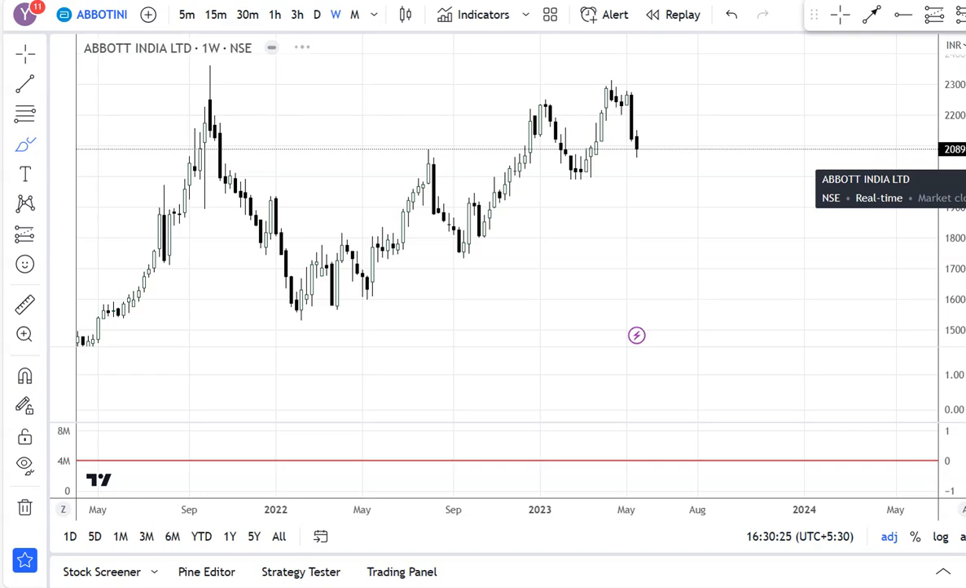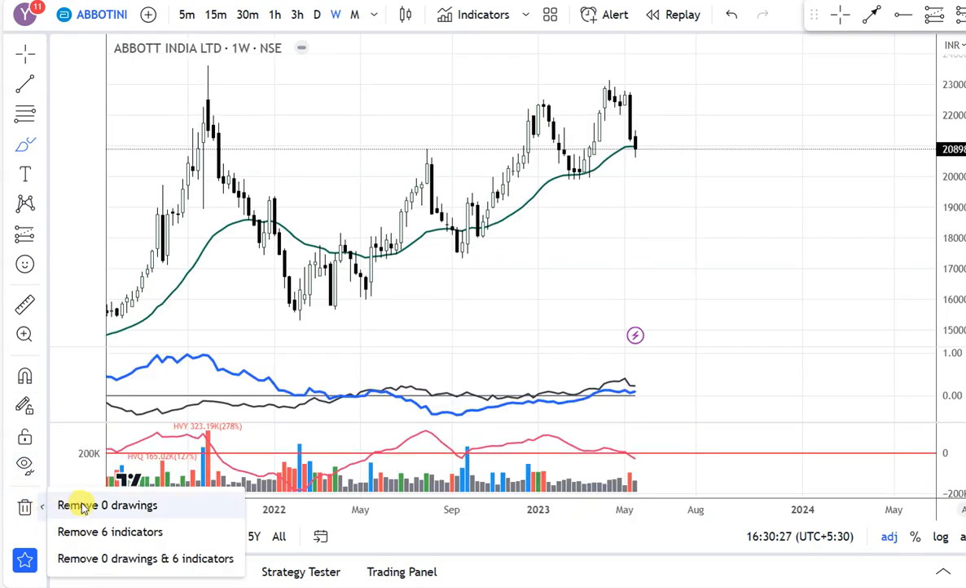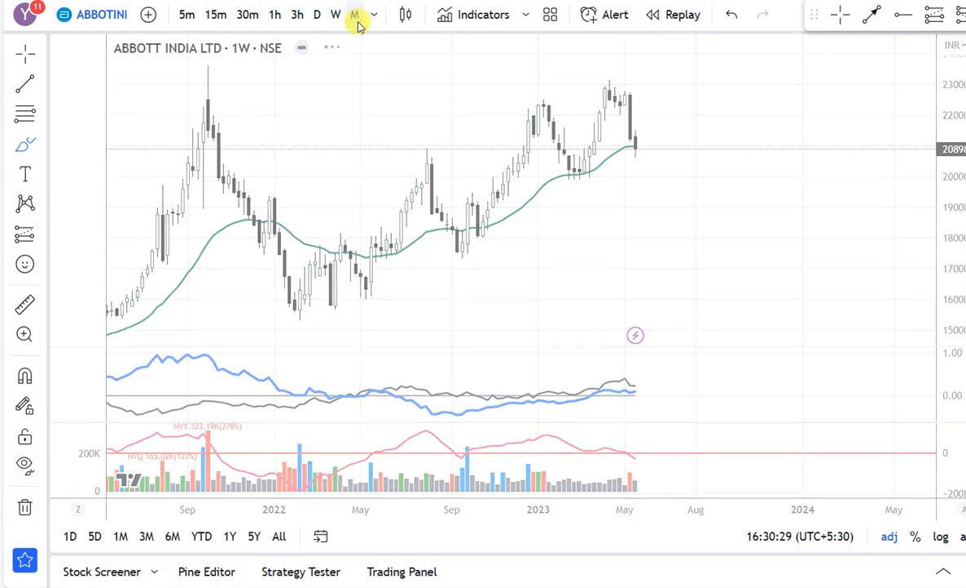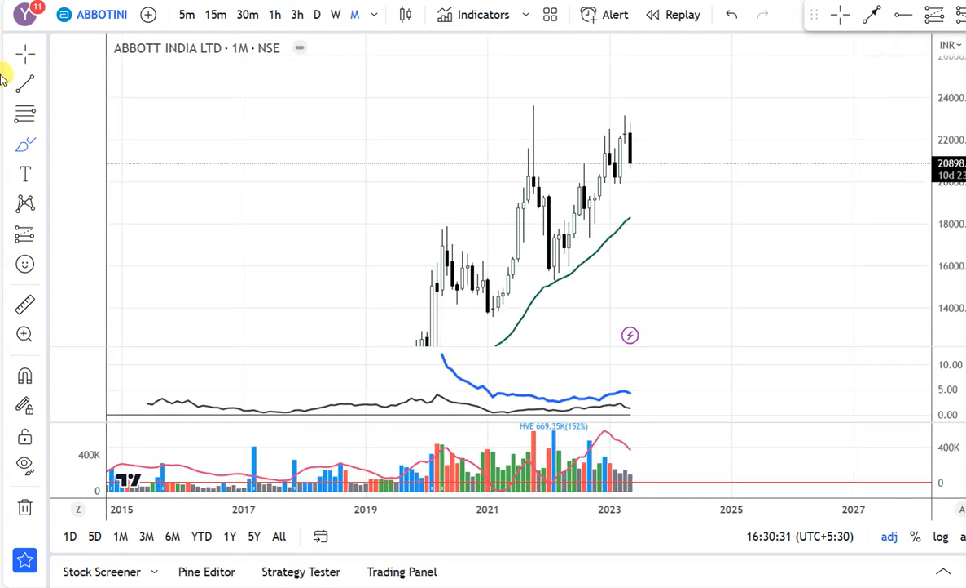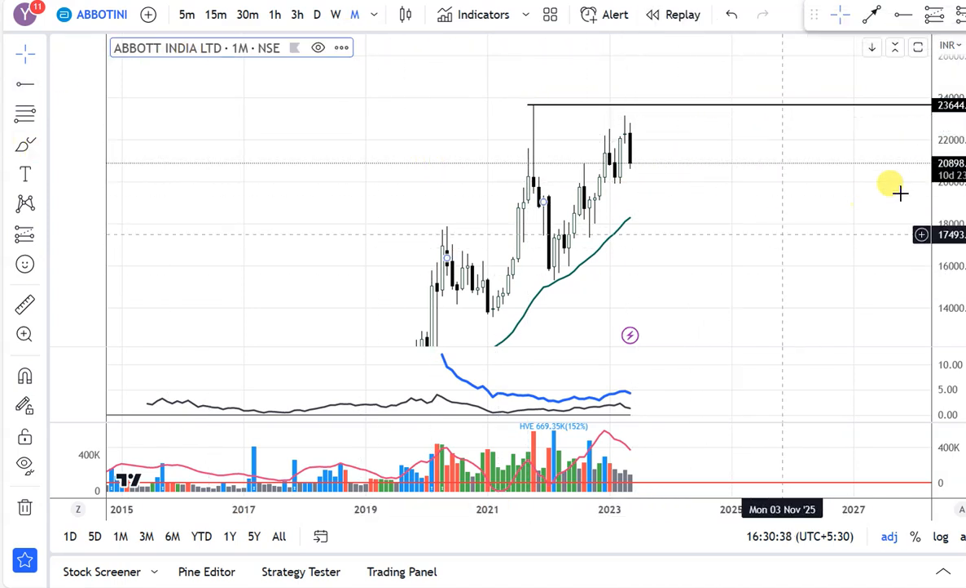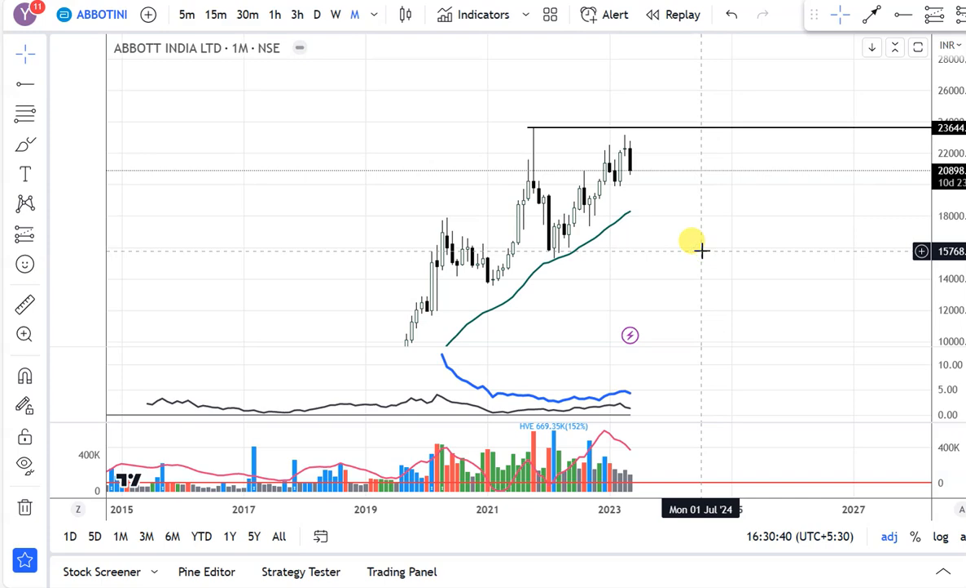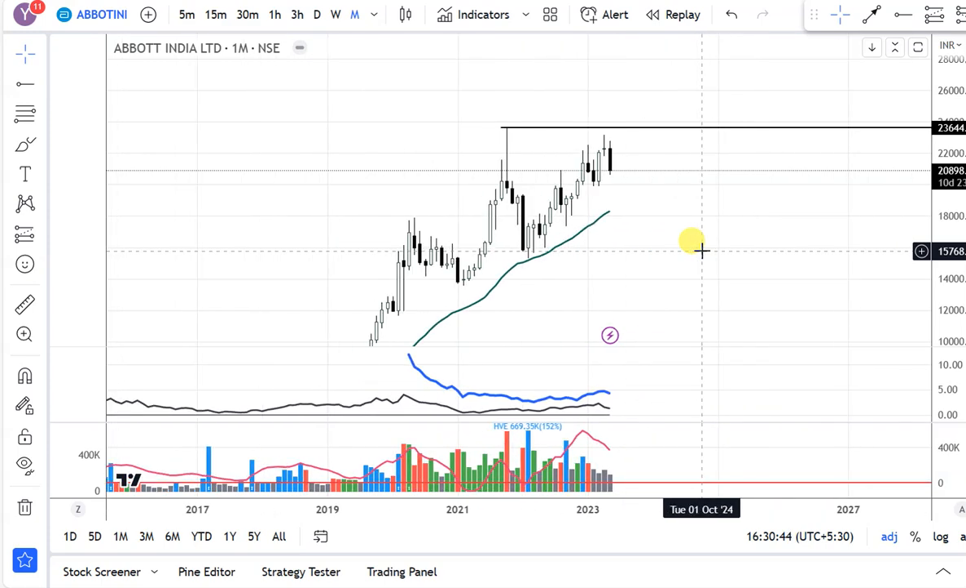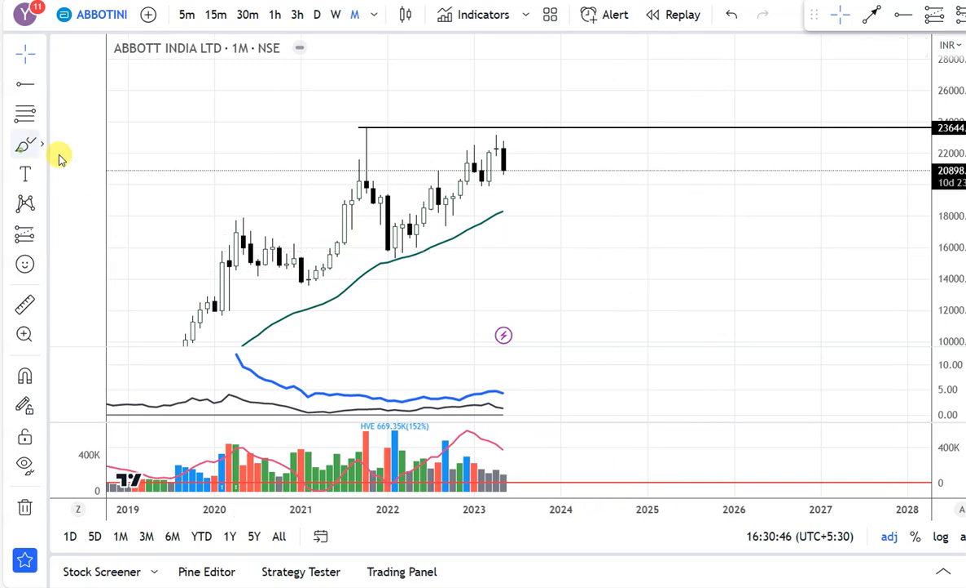The next stock is About India. Now let's check it on the monthly time frame. What it is trying to do is get resistance at the top. The company is good, whatever it is, but as of today, the stock is getting resistance. If you look very carefully, the stock is making an evening star.